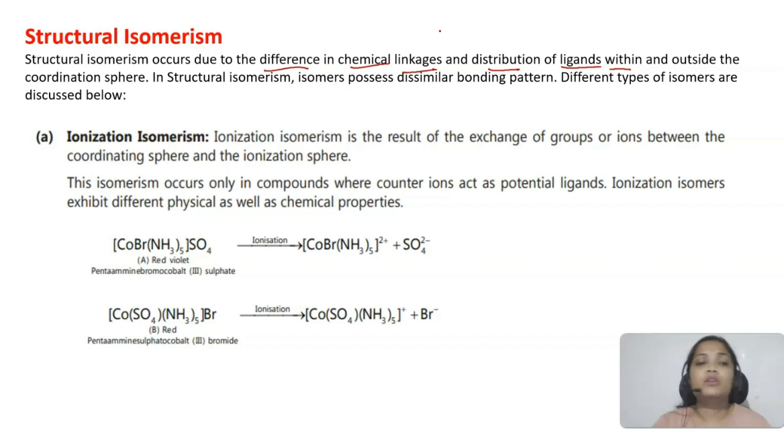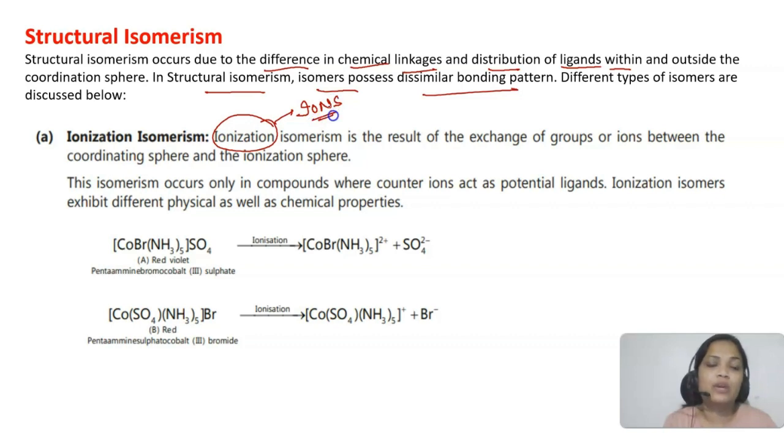All right. So in structural isomerism, isomers possess dissimilar bonding patterns. And what are the different types of structural isomerism? Let's see. First is ionization isomerism. From the word ionization, you might have got an idea that we'll be talking about ions. When does ionization happen? When you put something in water, in its aqueous form, the compound splits up into its ions, or formation of ions takes place. That formation of ions is called ionization.